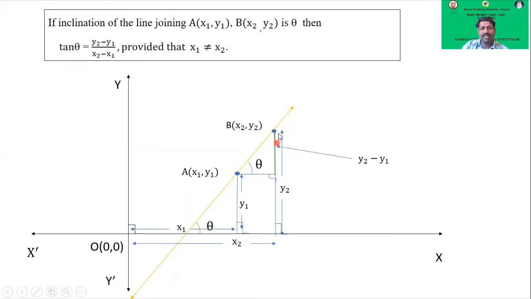So this vertical distance is the total y2 minus this distance y1, so this distance is y2 minus y1, and this horizontal distance is x2 minus x1, the total x2 distance minus this x1 distance. So m is equal to tan theta, opposite side upon adjacent side, y2 minus y1 upon x2 minus x1. So if we are given the coordinates of any two points of a line, then we can find the slope of the line by taking the ratio of the difference between their y coordinates and the difference between their x coordinates.